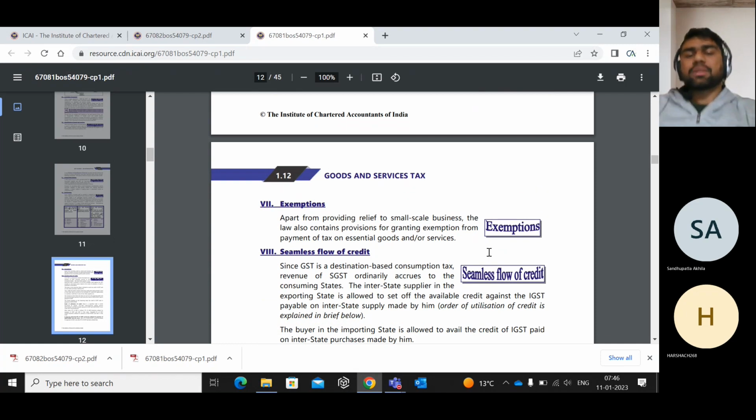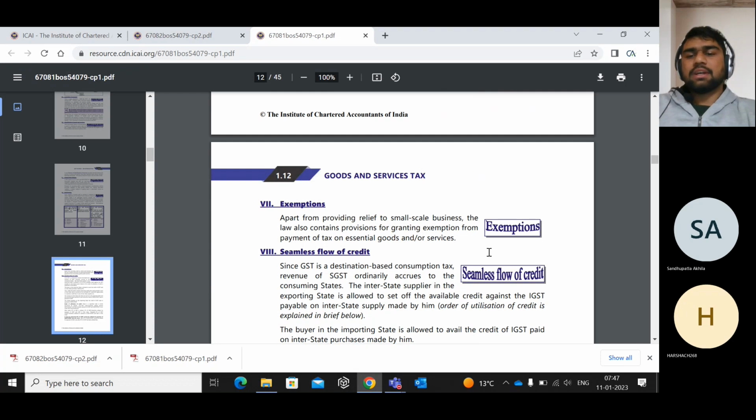Exemptions means that irrespective of the 10 lakh, 20 lakh, or 40 lakh threshold limit, some goods or services supplied will come under an exempted category. That means some basic goods or emergency goods or services like medical facilities or some services provided by the government. Such types of services or supply of goods come under the exemption category, which we will discuss in detail in the next chapters.